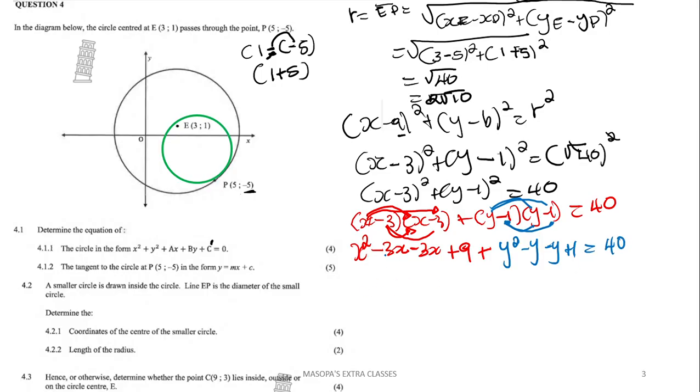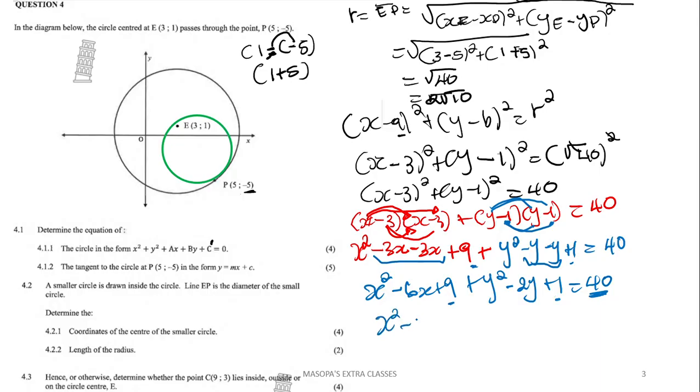Then we have like terms and a constant, meaning that you have x squared, then negative 3x minus 3x, it will be negative 6x plus 9, plus your y squared minus 2y plus 1, that is equal to 40. Now we can transpose this 40 because we have constant 1 and constant 9, meaning that we have x squared minus 6x plus y squared minus 2y.